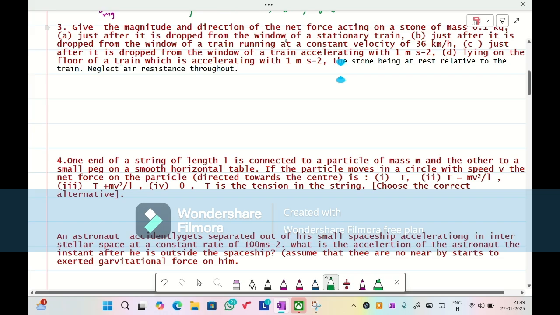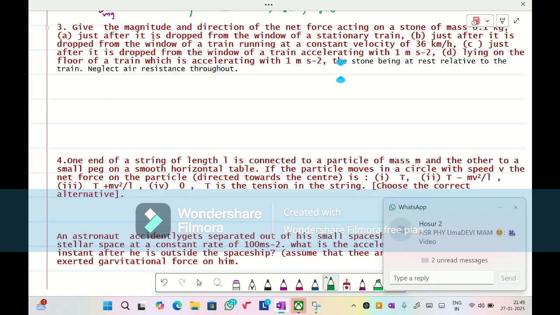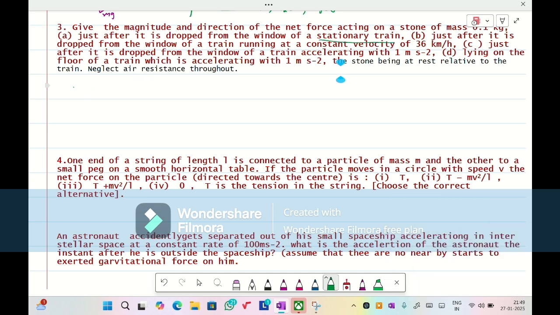Give the magnitude and direction of the net force acting on a stone of mass 0.1 kg just after it is dropped from the window of a stationary train. Stationary train means free fall, right? Free fall. So the net force is only mg, and it is downwards.